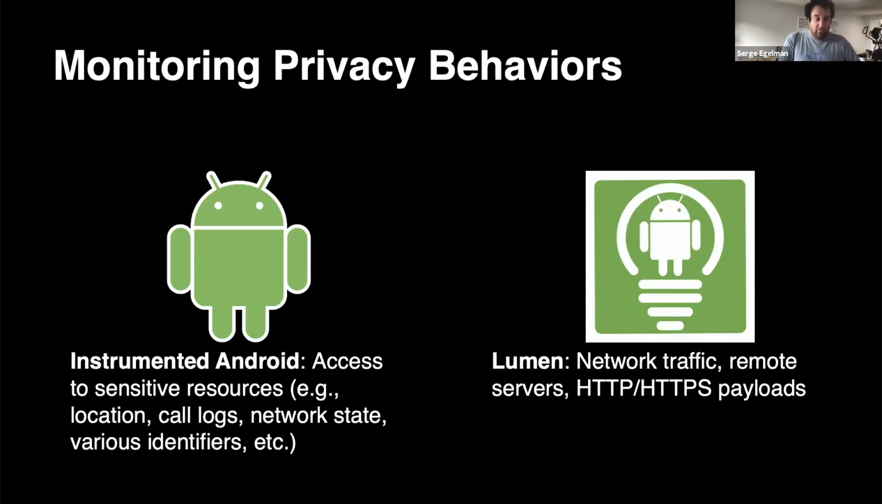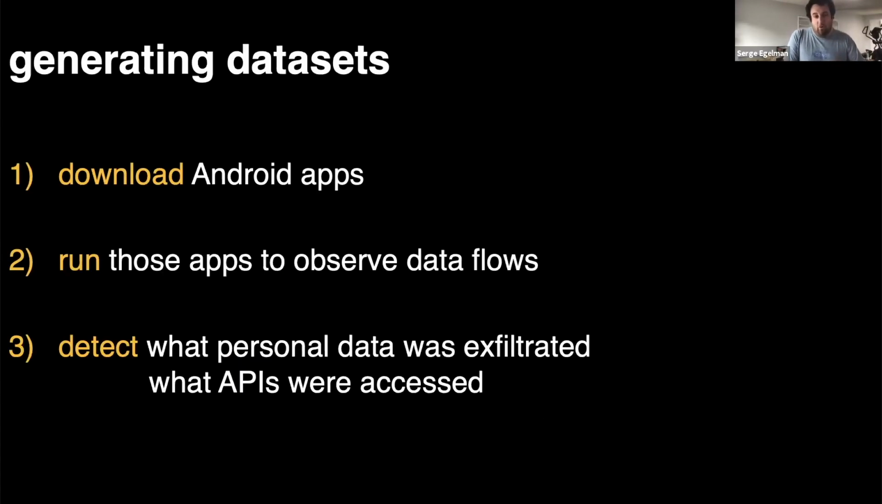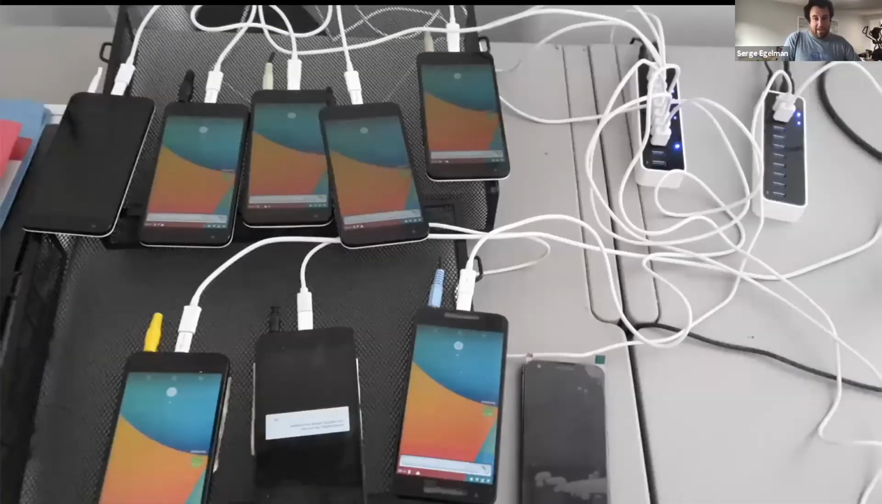And this combines another tool at ICSI, Lumen. I've spoken about this before, but for those who haven't, here's some background. Basically, we download Android apps, we run those apps on our instrumented phones to generate the data flows, and then we can observe where sensitive personal data was sent, what third-party APIs, and so forth. And that gives us some understanding of how the data is going to be used, such as for advertising, analytics, that sort of thing. So we basically have a whole bunch of phones running, and apps get run on these phones, and we extract data.